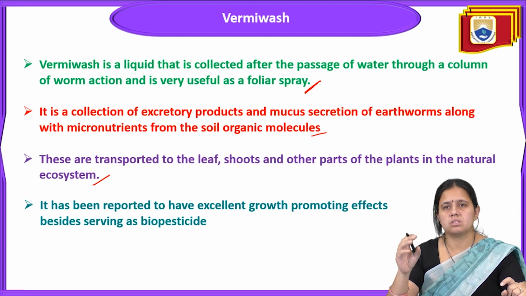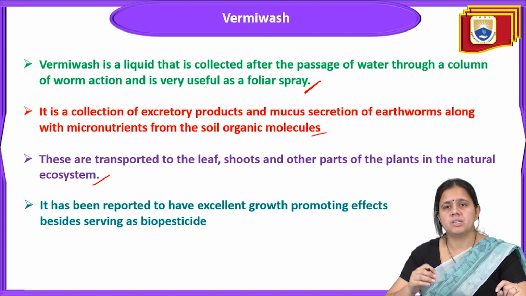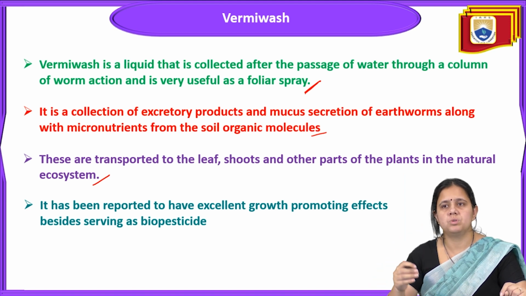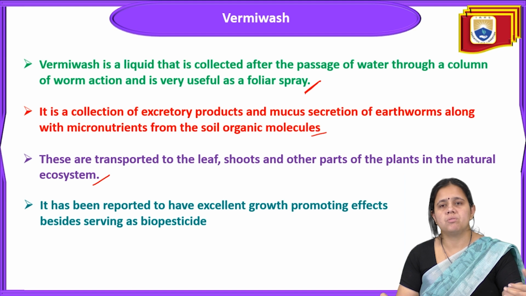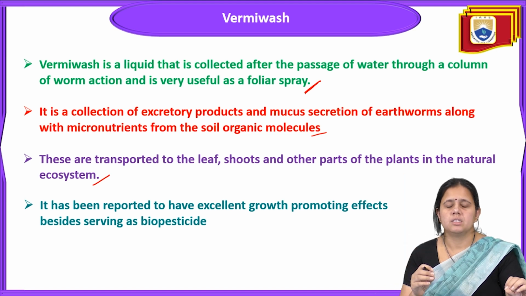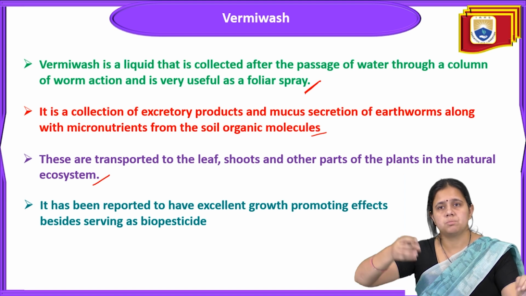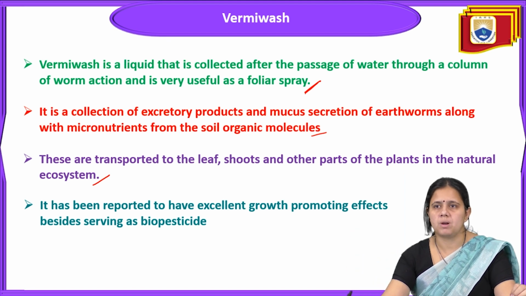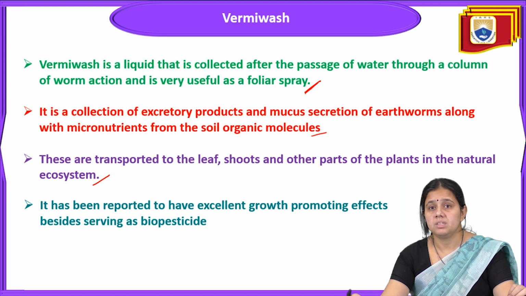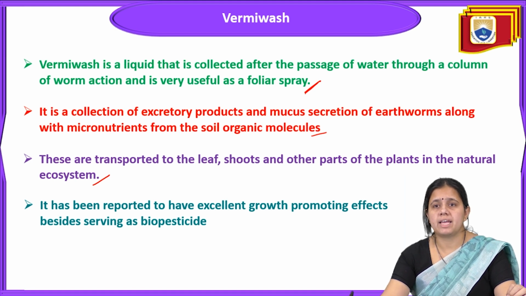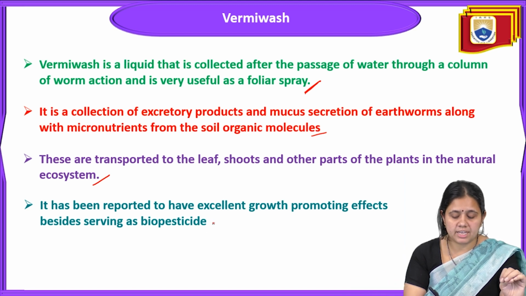In the natural ecosystem, vermiwash can be transported to the leaf, shoot and other parts of the plant to provide nutrients, because vermiwash is a liquid collected during this process. So it is also very highly nutritious. When it is transported to the leaf, shoot and other parts of the plant in the natural ecosystem, it has been reported to have excellent growth promoting effects, besides serving as a biopesticide.